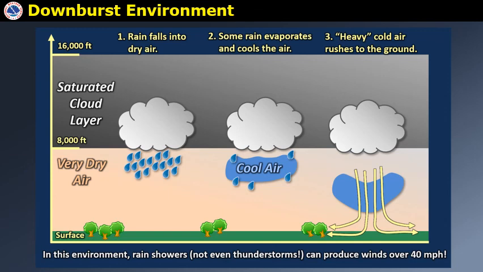And as we noted in our imagery showing the rain foot, the air hits the ground, and because the ground is impermeable, it spreads out very rapidly in all directions. In some environments where the low-level air mass is very dry, even showers can produce gusty winds of over 40 miles an hour.